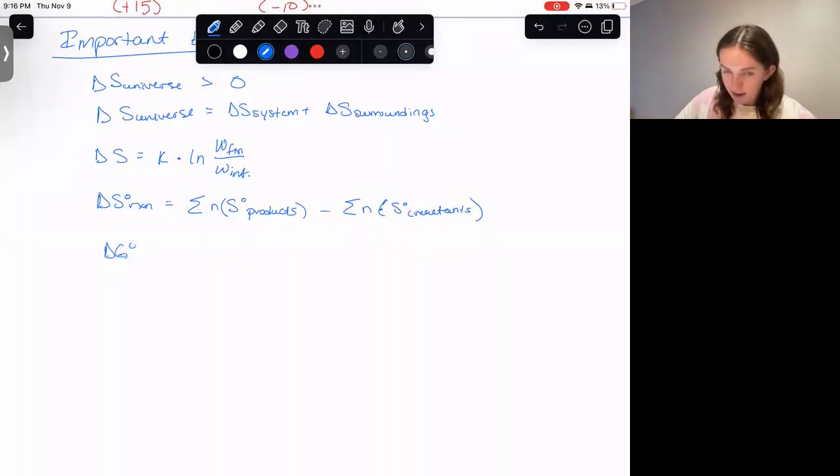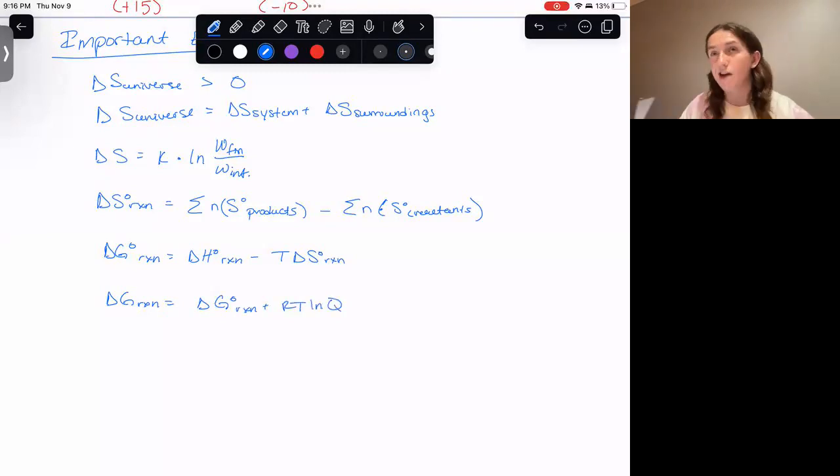Okay, I think the big one here is delta G naught of the reaction is equal to delta H naught of the reaction minus T delta S. We have solving for non-standard conditions, so delta G of the reaction is delta G naught of the reaction plus RT ln Q, right? This is not at equilibrium, which is why we're using Q here. But if we are at equilibrium, we can use negative RT ln of Keq, and that's the equilibrium constant.